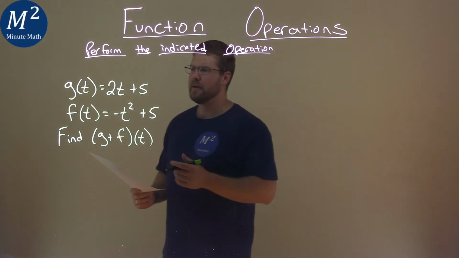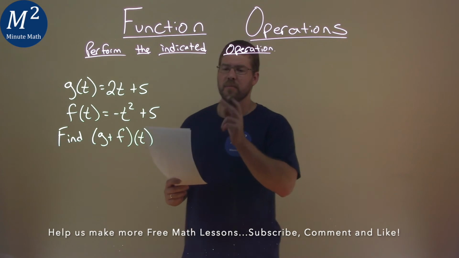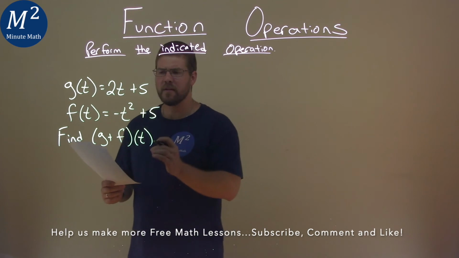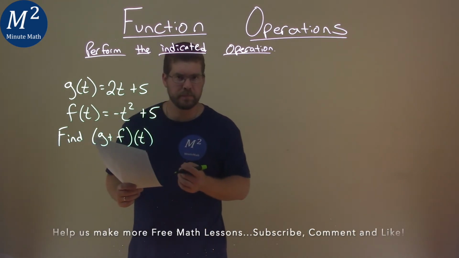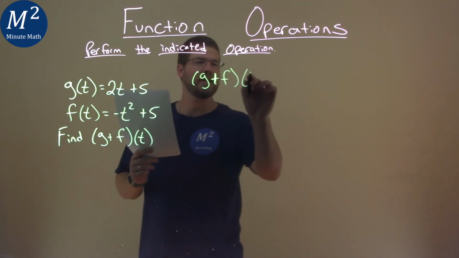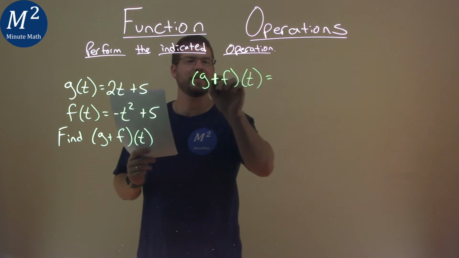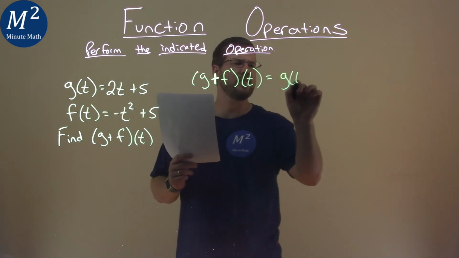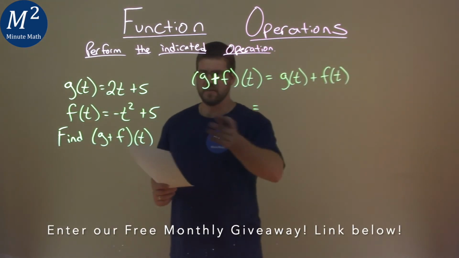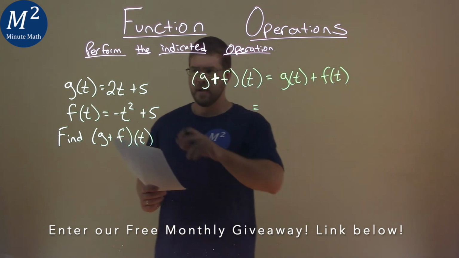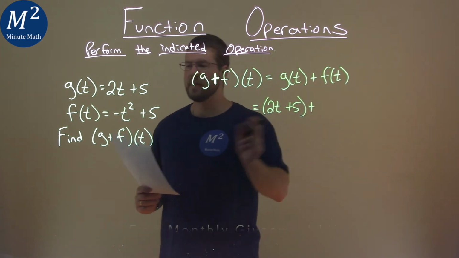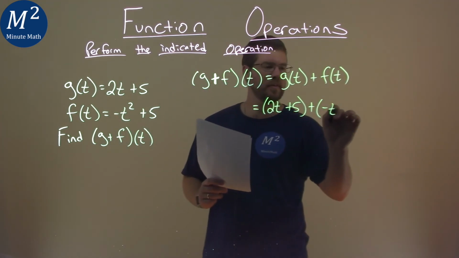We're given this problem right here. G of t is equal to 2t plus 5. F of t is equal to a negative t squared plus 5. And we need to find g plus f of t. Well, what is g plus f of t? This is a plus sign here. Well, that's g of t plus f of t. And luckily, we were given g of t and f of t from the beginning. Plug in g of t, which is 2t plus 5, plus f of t, which is a negative t squared plus 5.